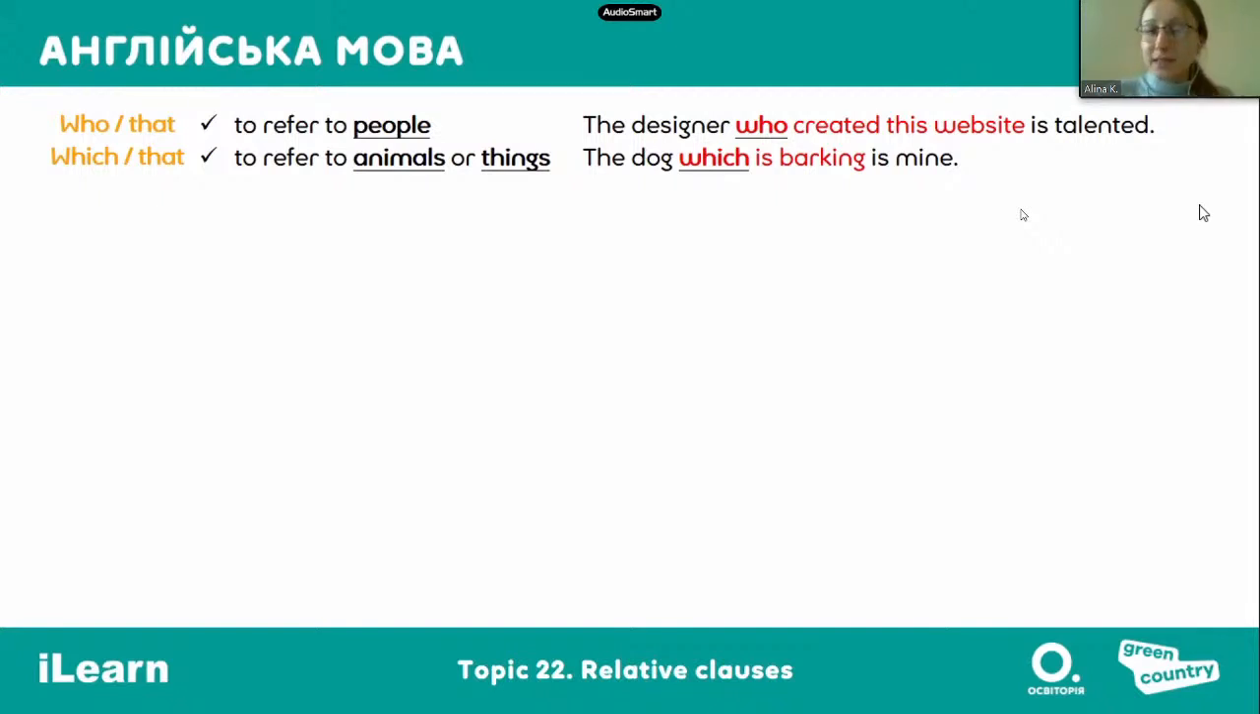So we see the main sentence, the designer is talented, and the relative clause in this example is who created this website. And in another example, the main sentence is the dog is mine, and the relative clause is which is barking. So with these three relative pronouns, there is one possible thing. We sometimes can omit some.